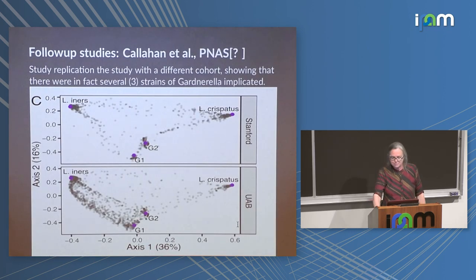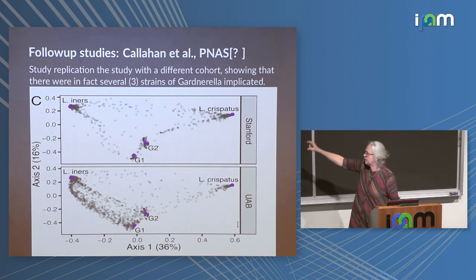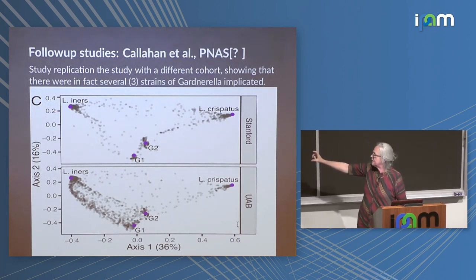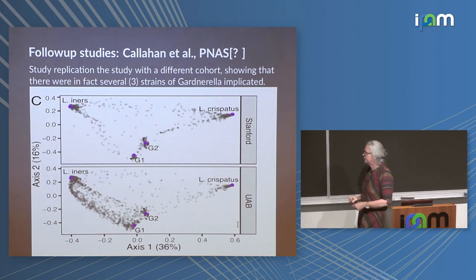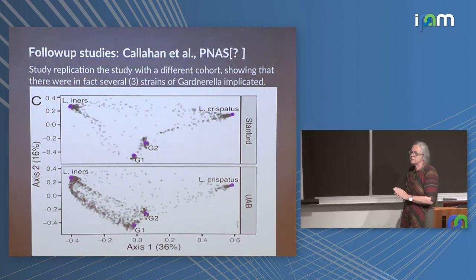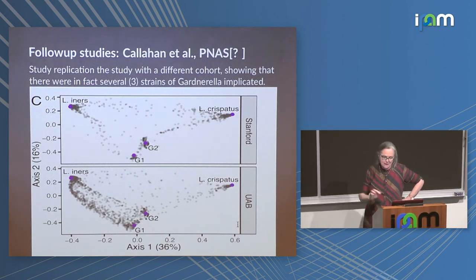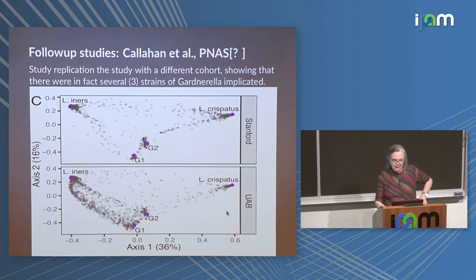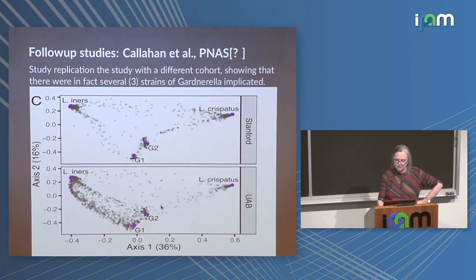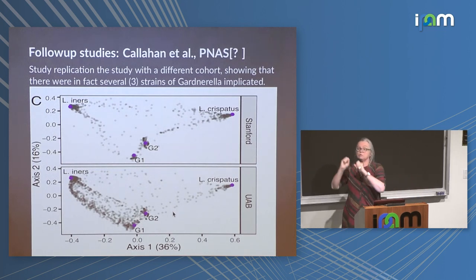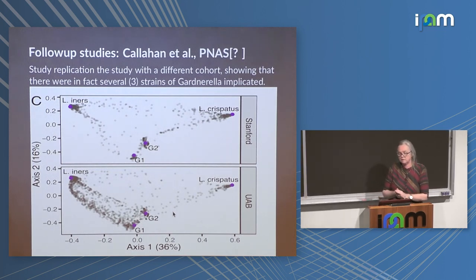And we did a follow-up study. And this is the follow-up study from Alabama. And here we show the different multidimensional scaling, or PCoA, plots, where you see that the first study and the second study replicate exactly as to where the different species occur. So we have Lactobacillus crispatus here, Lactobacillus iners here, and these are two different strains of Gardnerella. And so we had a very good replication of the relationship between the different species.